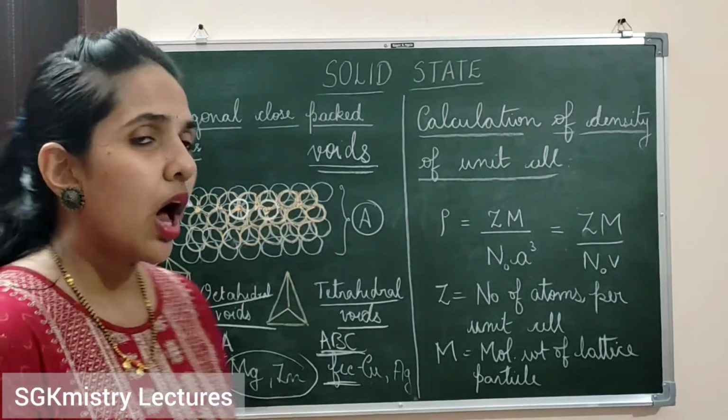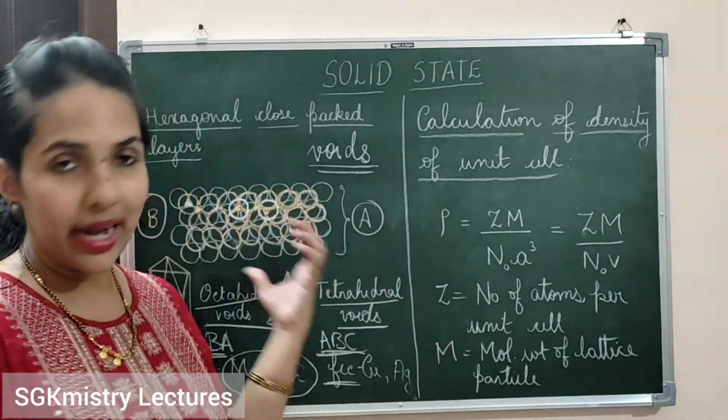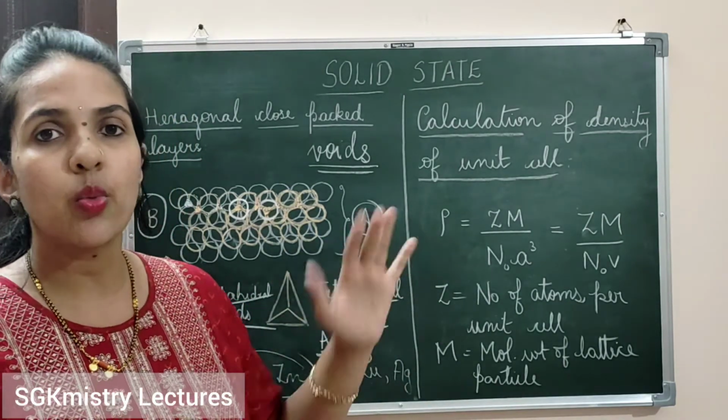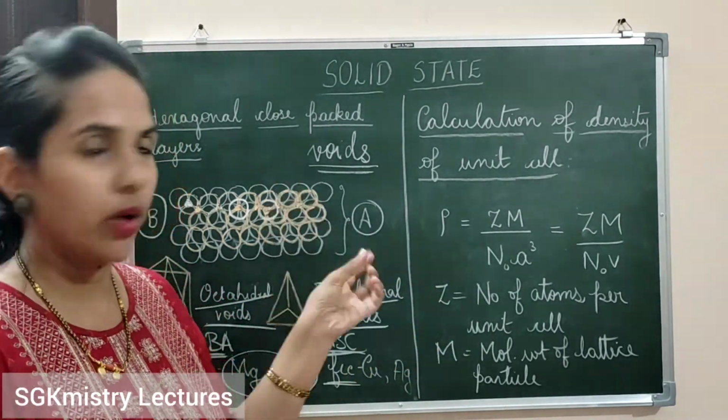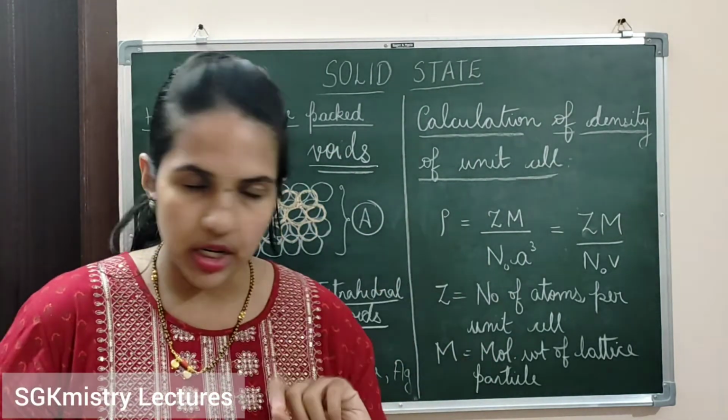So this is about how the different types of voids are formed, how we are going to arrange the different layers in three-dimensional structure, and how the arrangement will be similar when you are closing the tetrahedral voids or when you are closing the octahedral voids.